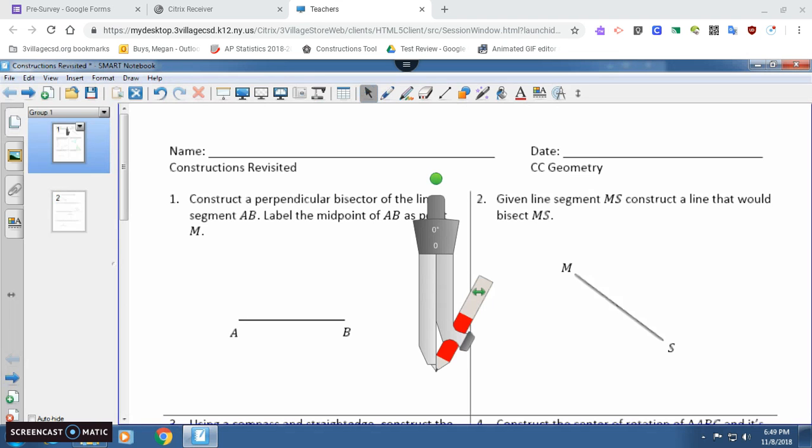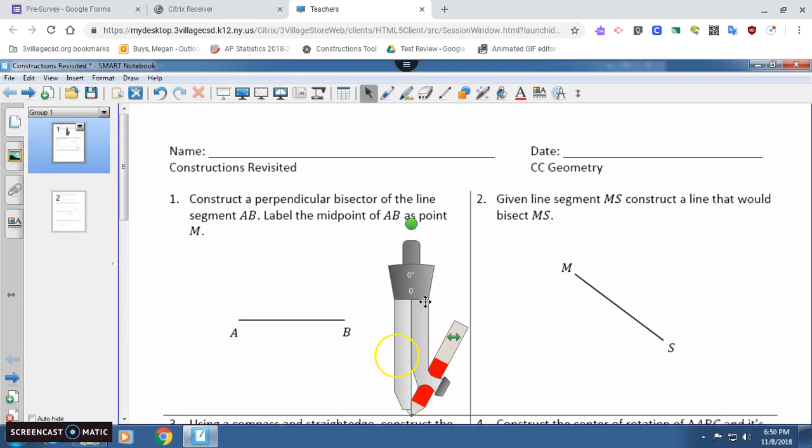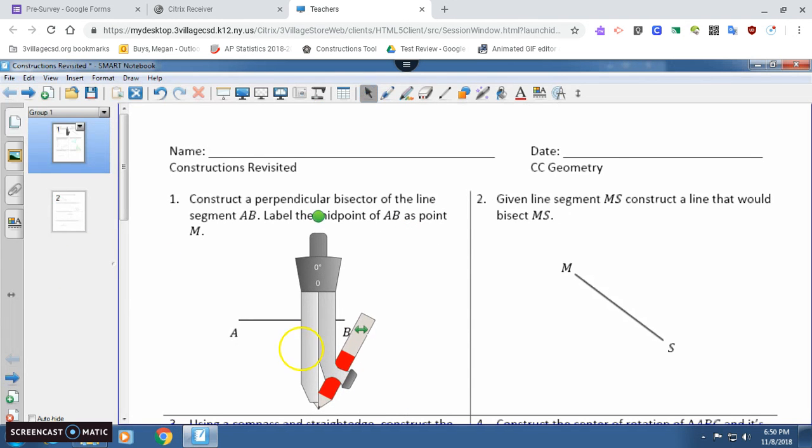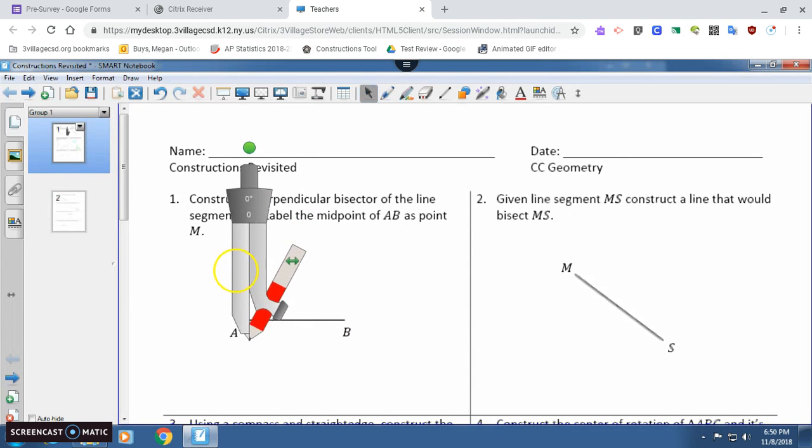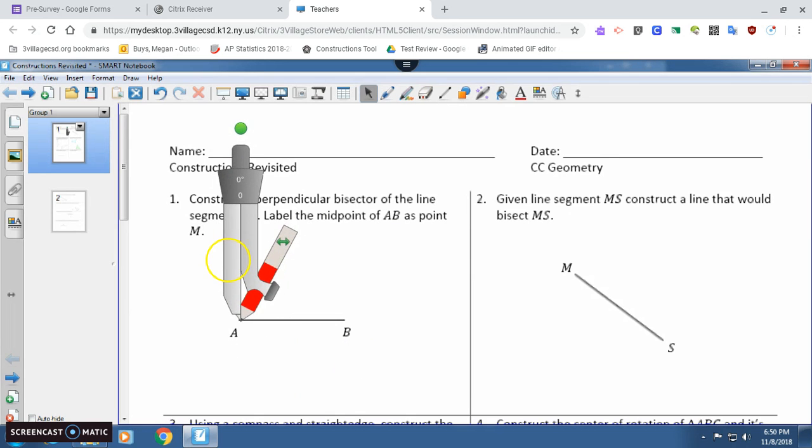So this is just a quick video to show you some of the constructions that we've already dealt with before we get into our constructions unit. So the first construction we're looking at is to construct a perpendicular bisector of line segment AB. Now remember what a perpendicular bisector does. Bisects cuts something in half.